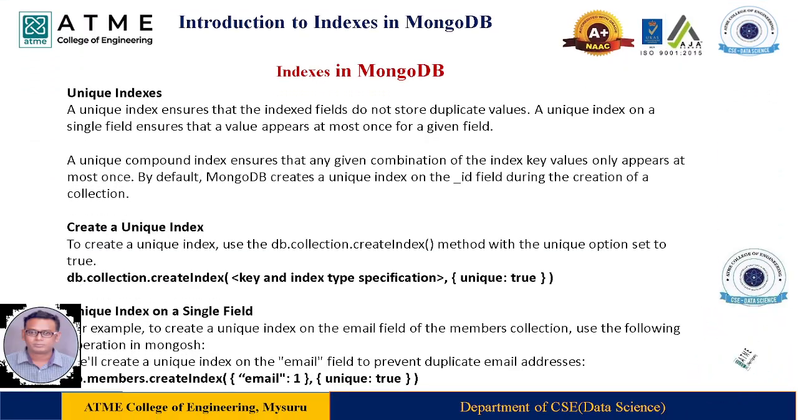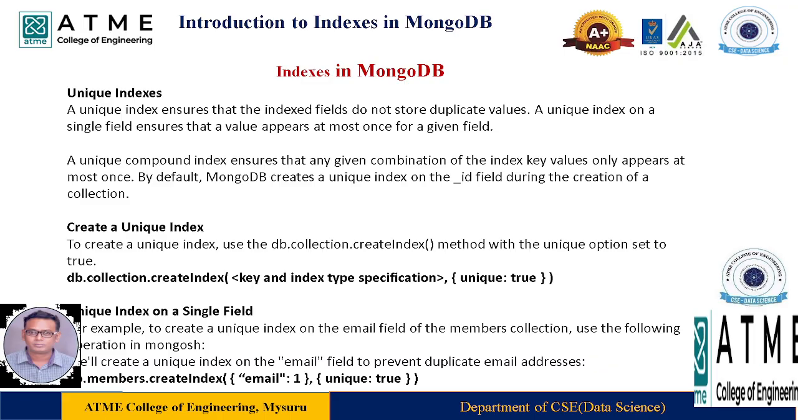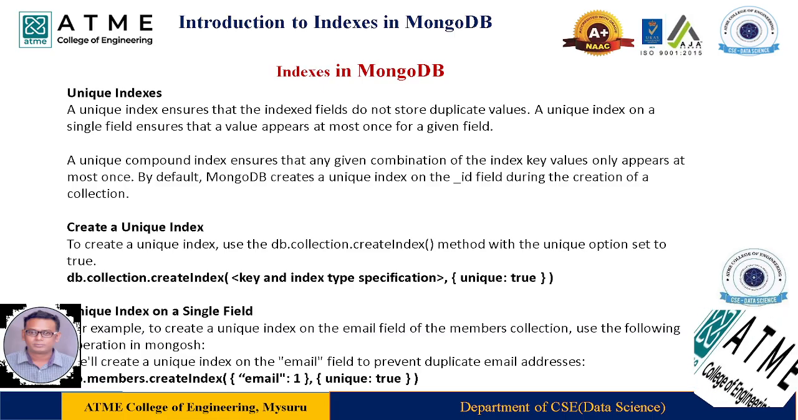So next, coming to unique indexes, I have already discussed this. It ensures that indexed fields do not store duplicate values. A unique index on a single field ensures a value appears at most once for the given field. A unique compound index ensures that any combination of index key values appears at most once. By default, MongoDB creates a unique index on the _id field during creation of a collection.